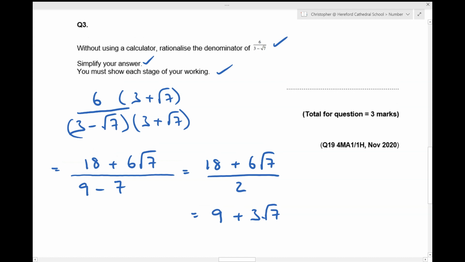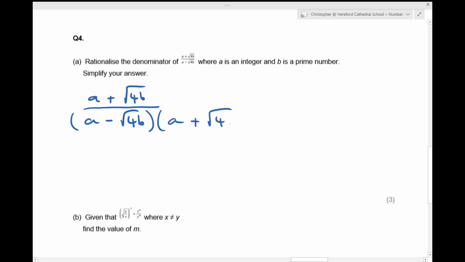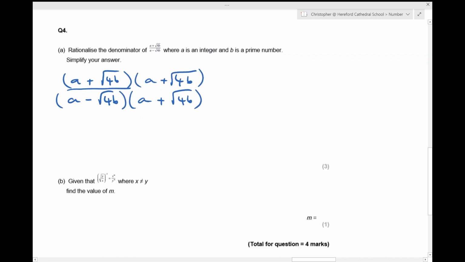There's question 3, finished. Question 4, rationalise the denominator of a plus square root of 4b over a minus the square root of 4b. Right, I'm going to multiply top and bottom by a plus the square root of 4b. Be careful with my setting out here, a plus the square root of 4b. Right, now let's have a think about what's going to happen on the top of my fraction. I've got a plus root 4b multiplied by a plus root 4b.